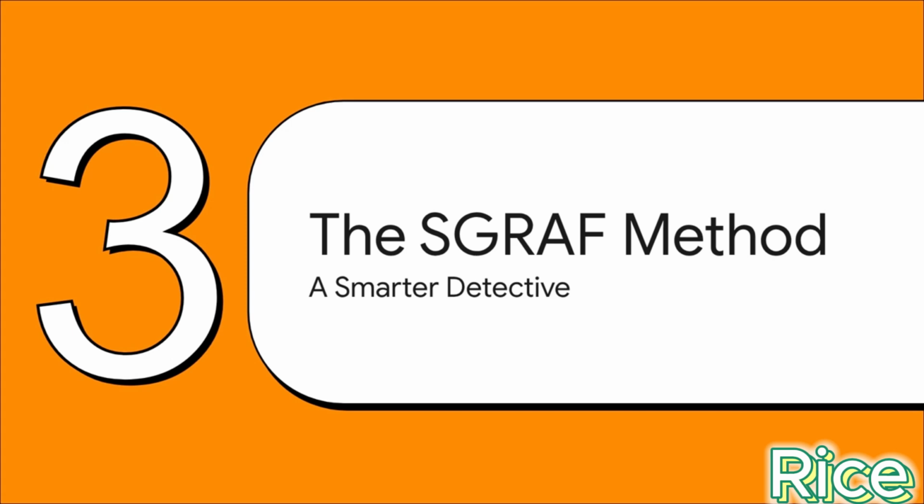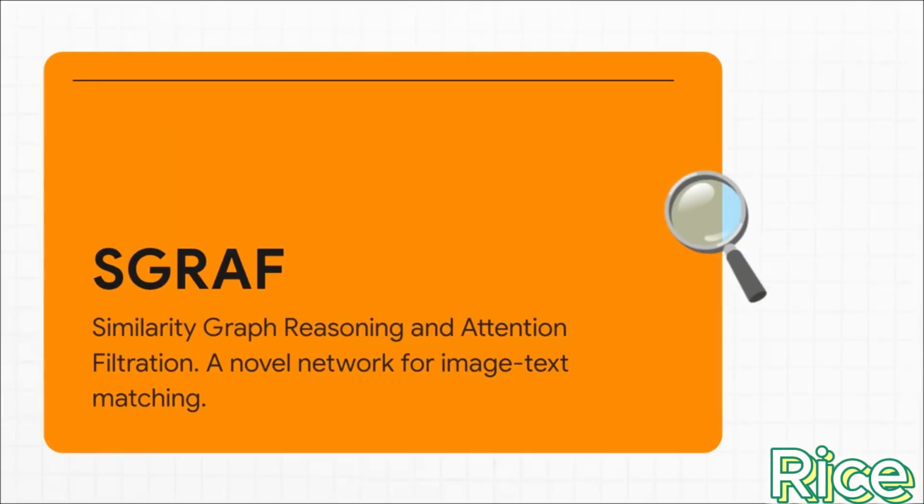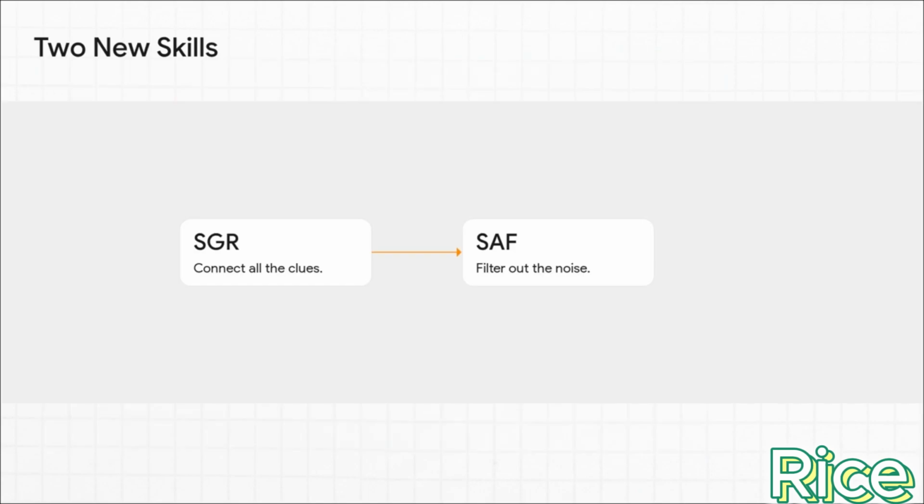Researchers came up with this advanced method, one that was built from the ground up to avoid all those old mistakes. So let's meet the hero of our story, a method called SGRA. Now, SGRA stands for Similarity Graph Reasoning and Attention Filtration. Yeah, it's a mouthful, I know, but don't worry about the name. All you need to know is that this system gives our AI detective two brand new, powerful skills to get the job done right.